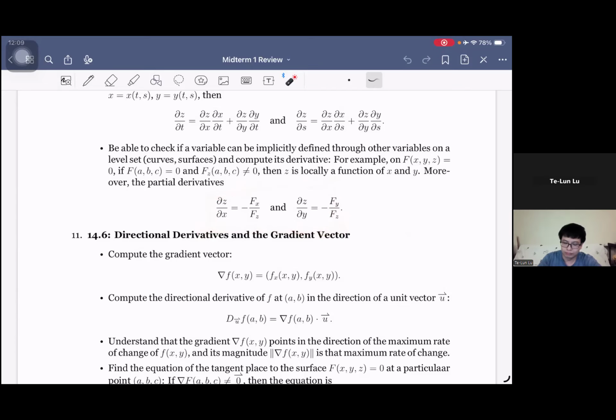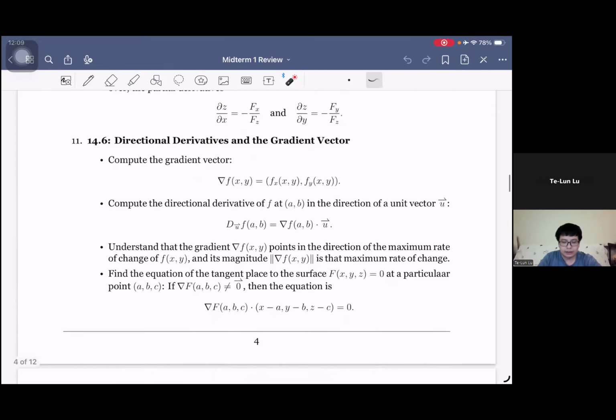All right, the next section is on the directional derivatives and gradient vector. So we know that we have this notation nabla, defined to be the collection of all partial derivatives of f. So in the two-dimensional case, it's f_x and f_y. In 3D, it's f_x, f_y, and f_z. And a directional derivative is basically how the function changes along that particular direction.